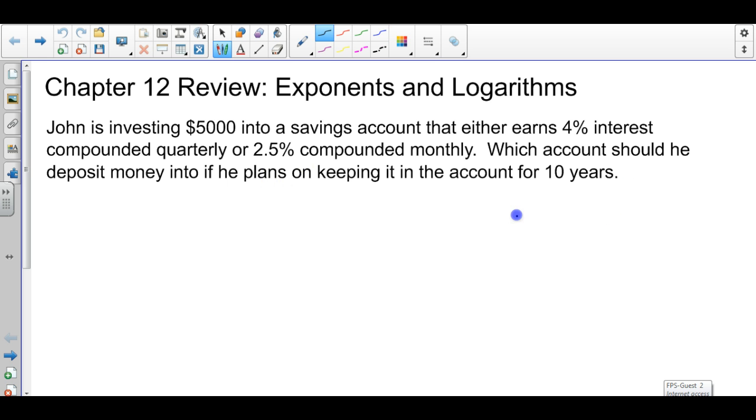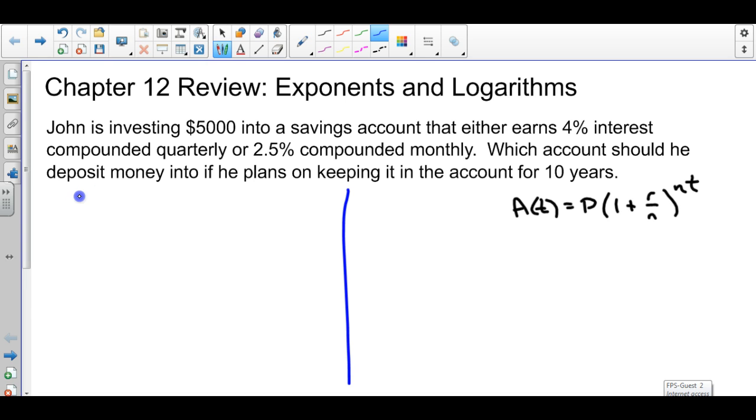So I'm going to put a formula off to the side. So we're going to say A of t, the amount that he earns over a given amount of time, equals P, which stands for the principal amount, which is his initial amount, and then times 1 plus the interest rate over the number of times that it's being compounded a year. And then the power up here, the exponent, will be nt, which is, again, the number of times that it's being compounded a year times the time. So what we're going to do then is substitute some values in.